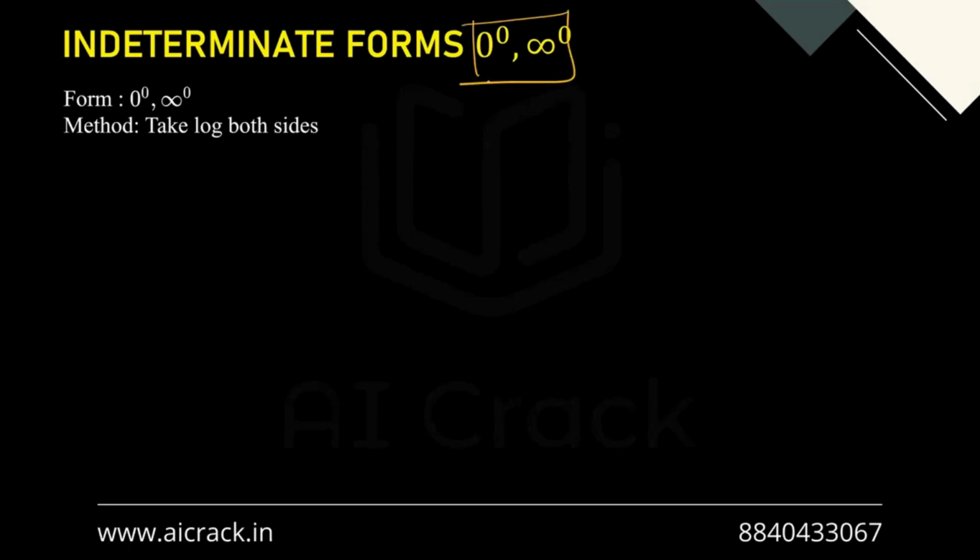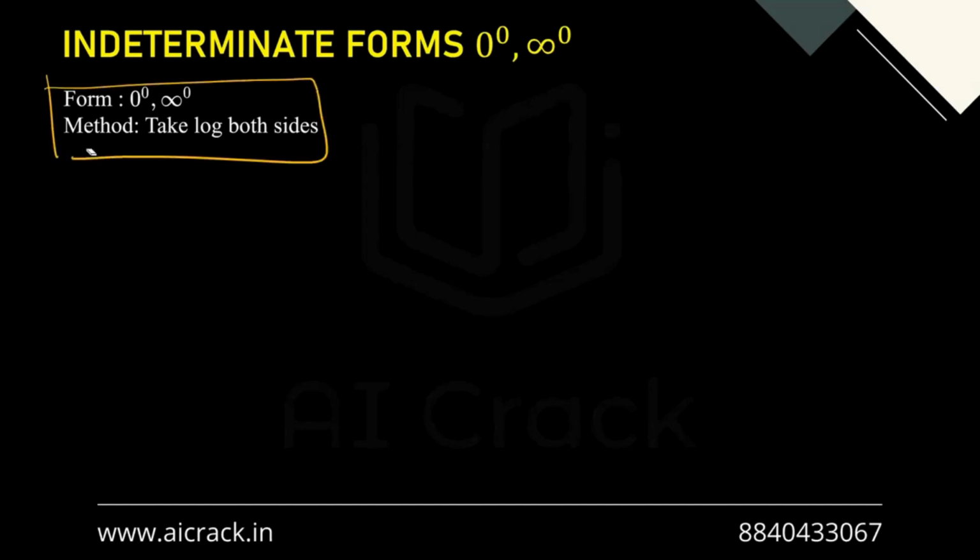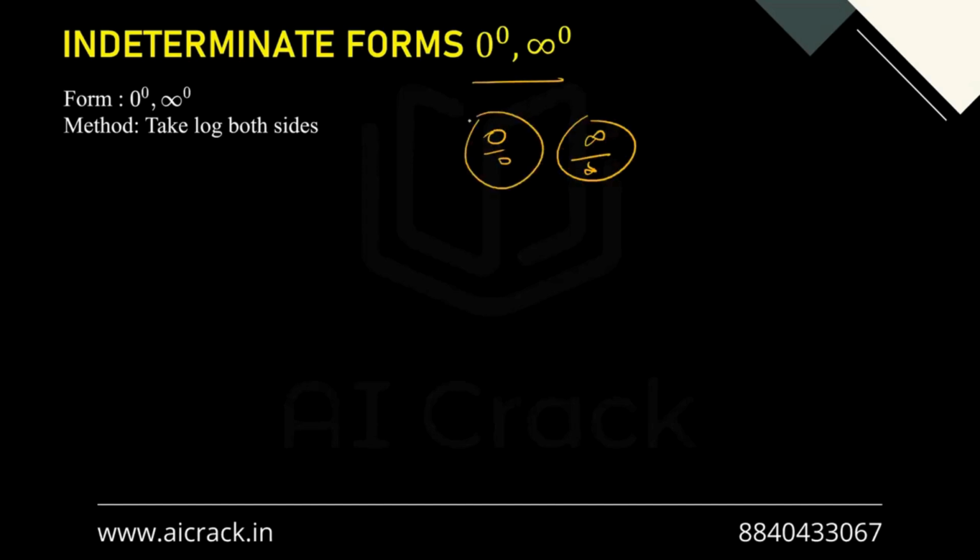Now, as we discussed earlier, these are not exact zeros, these are approximate zeros, same with infinity here. So the only way to solve this one is to take log on both sides, and then you will see that this gets converted into 0 by 0 or infinity by infinity. Then after that, either rationalization, factorization, or L'Hopital. That's a cakewalk, right? So let's try to understand with this example.